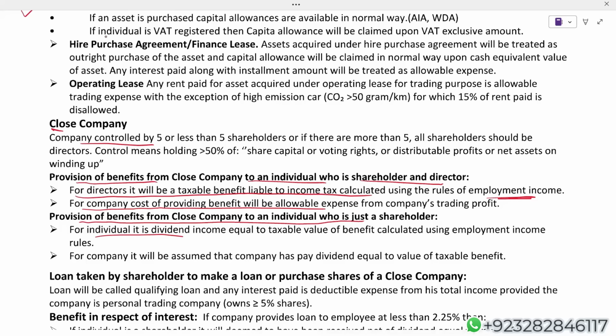For the individual, it is dividend income equal to the taxable value of the benefit calculated using the employment income rules. So whatever benefit in kind you are getting, because you are a shareholder of a closed company, we will apply the employment income rules and calculate the taxable benefit. That taxable benefit will be treated as dividend income for the shareholder. For the company, it will be assumed that the company has paid a dividend equal to the value of the taxable benefit.